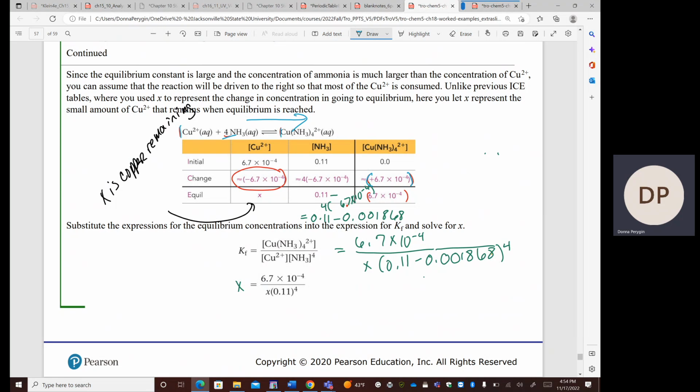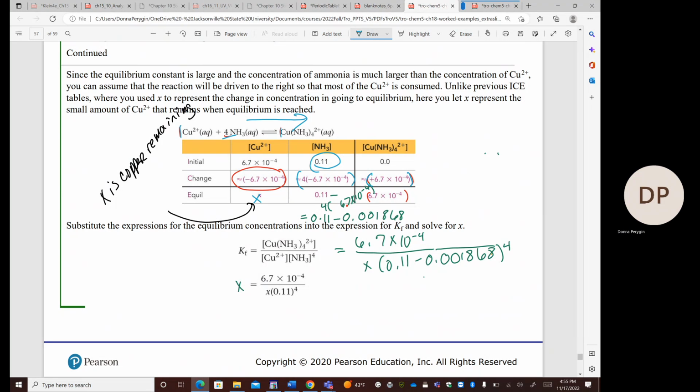Now, if we go ahead and let the amount of copper remaining equal X, we lost essentially all of it, but we're supposed to calculate that minute amount that remains. And I went ahead and subtracted the 4 times 6.7 times 10 to the minus 4, that ammonia amount, from the initial ammonia amount because I didn't consider it to be insignificant. Now, your book is saying here that it's basically insignificant, but I went ahead and calculated it. So 0.11 minus 4 times 6.7 times 10 to the minus 4 for our ammonia at equilibrium.